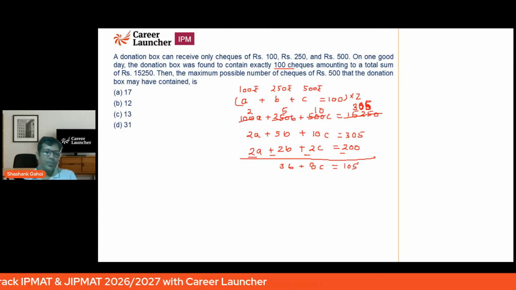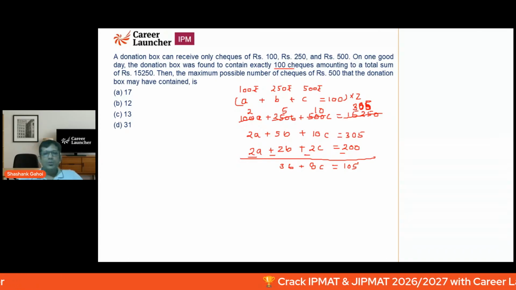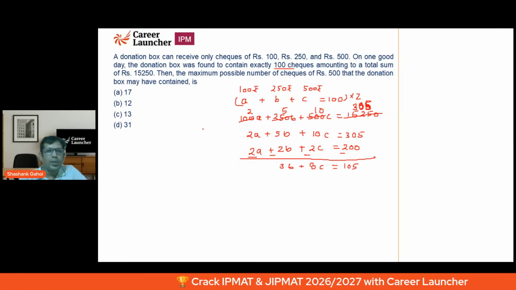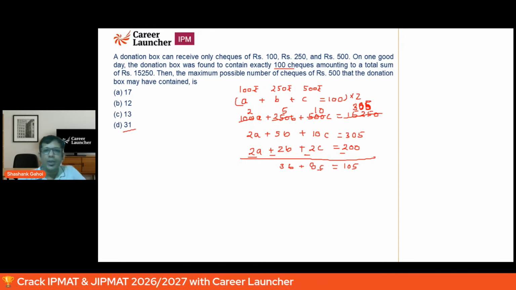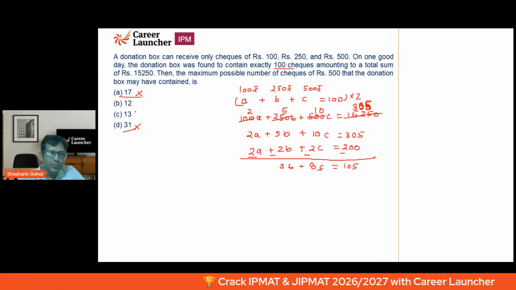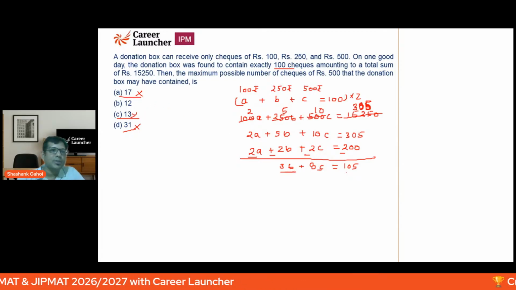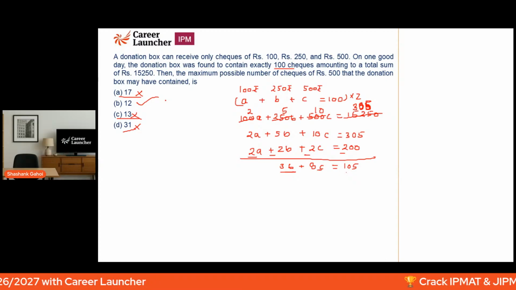Okay, fair point. So basically, now how can I solve the question? The question is talking about the maximum possible number of 500 rupee checks. So if I put C equal to 31, 31 into 8 is definitely greater than 105. That's not possible. If I put 17, 17 into 8 is greater than 105. That is also not possible. If I put 13, 13 8s are 104, so B will be a fraction. That's not possible. So the answer directly comes out to be option 12.